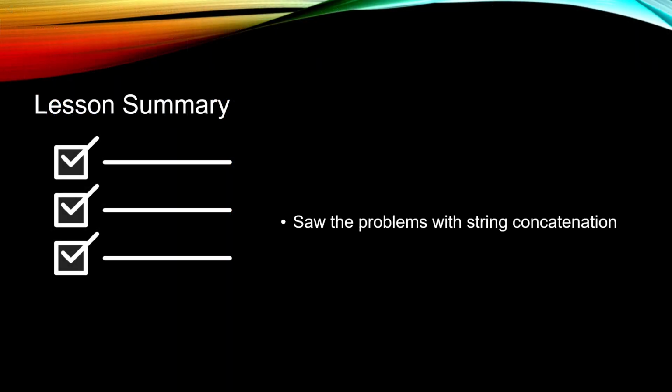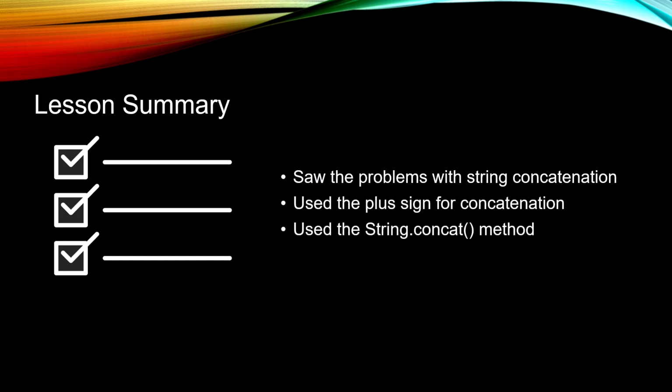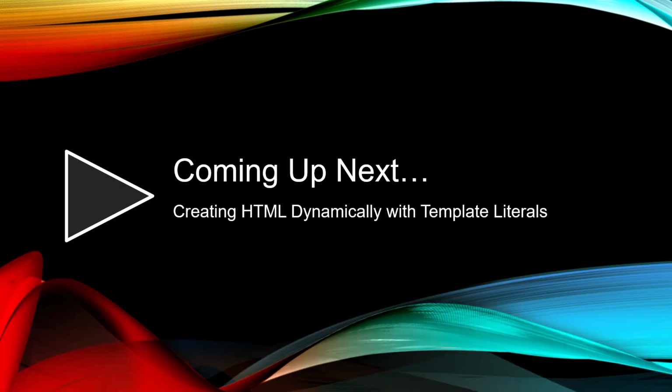So in this lesson, we saw the problems with string concatenation. We used the plus sign for concatenation, and we also used the String.concat method. This is not typically the way you want to be building dynamic HTML. That's what we're going to solve with the rest of this module. So coming up next, let's take a look at the next way to do it, and that's creating HTML dynamically with template literals.